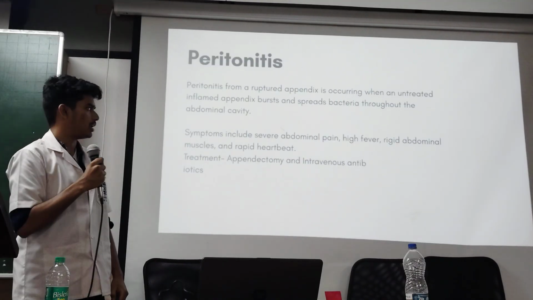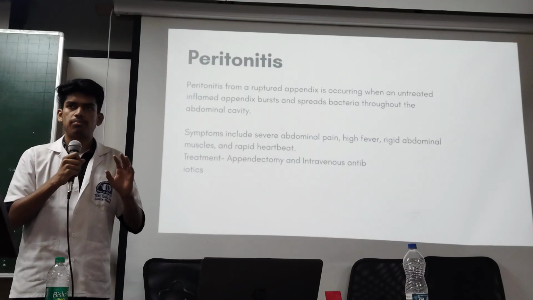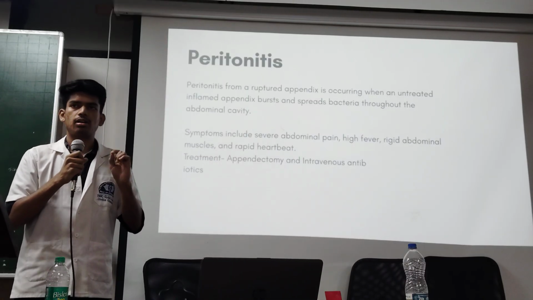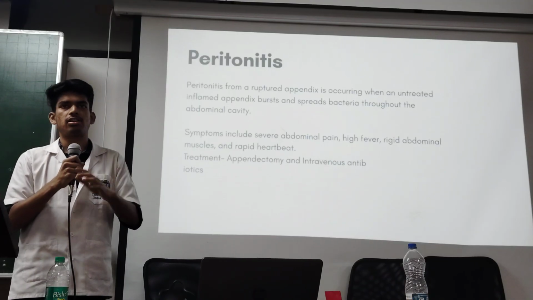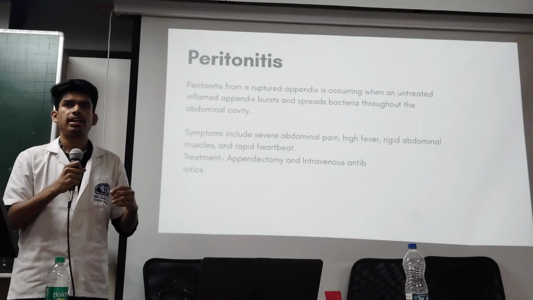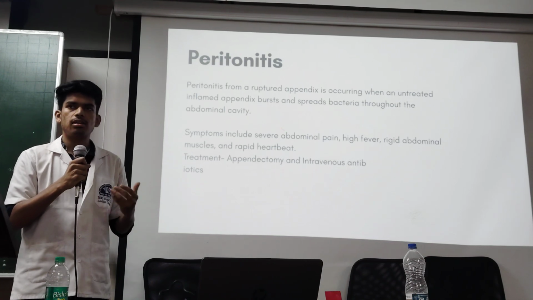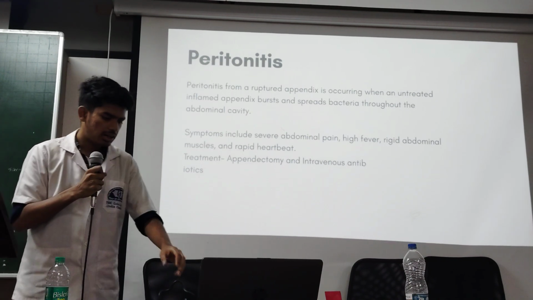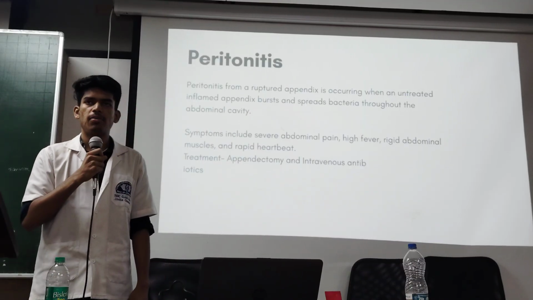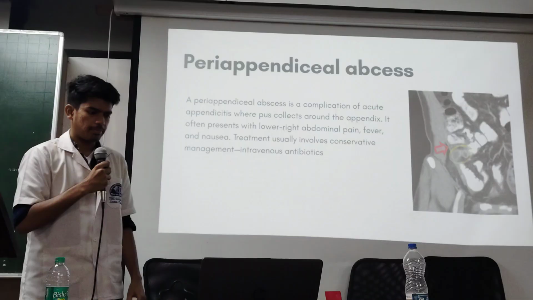Peritonitis. Here there is an inflamed appendix which gets ruptured, due to which bacteria spread all through the abdominal cavity, causing intense pain, fever, nausea, and rapid heartbeat. It can be treated with intravenous antibiotics and with appendectomy.